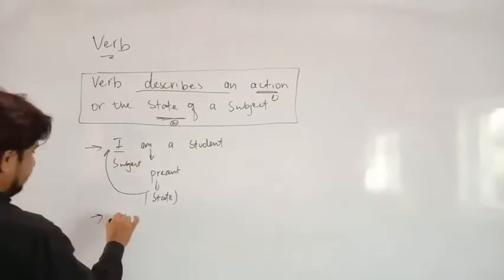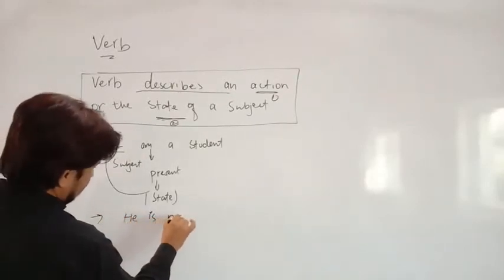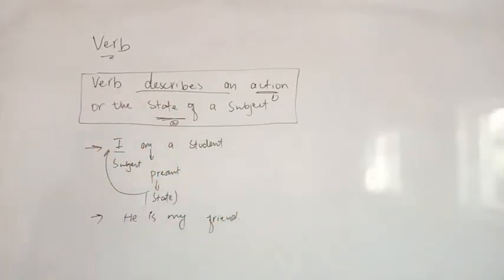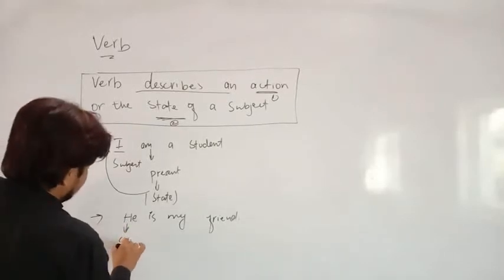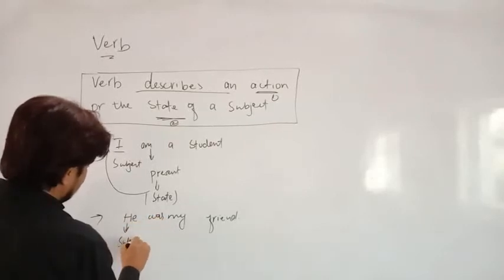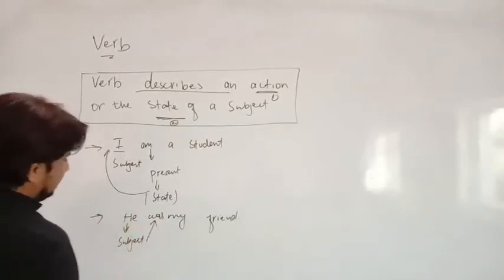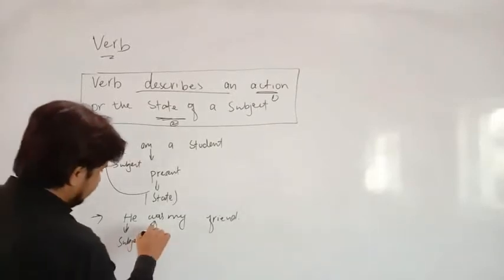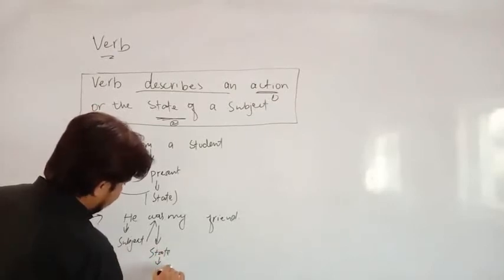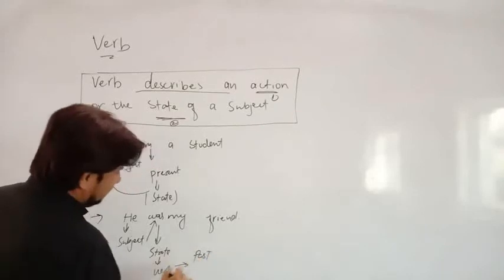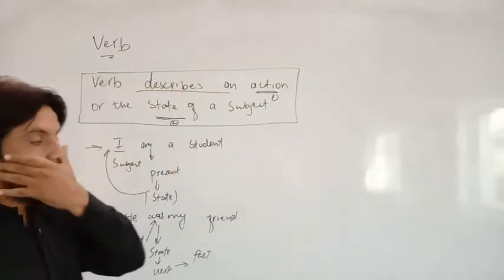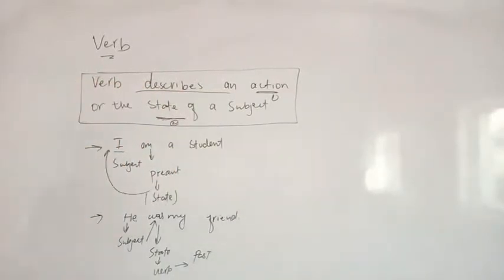So the second one, he is my. These are called simple sentences. He is the subject. And the state of the subject is was. So was is taken as verb and it is related to past. It means that this sentence is related to past. We are talking about the subject in past, not in present.